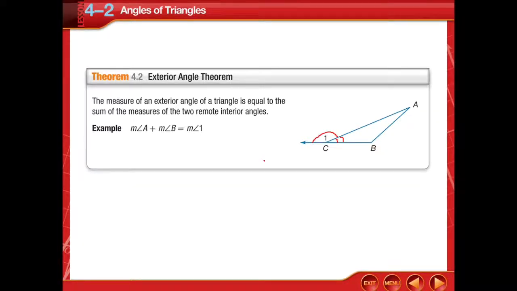The measure of an exterior angle of a triangle is equal to the sum of the measures of the 2 remote interior angles. Remote interior angles are angles that do not touch angle 1. Angle ACB touches angle 1, so it's not remote, because remote means that it's far away. A remote control lets you control something from far away. If you are on a remote island, you are far away. So the angles that are far away from 1 are B and A. So I can say that A plus B adds up to 1.